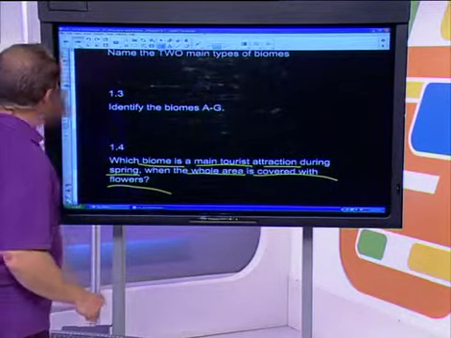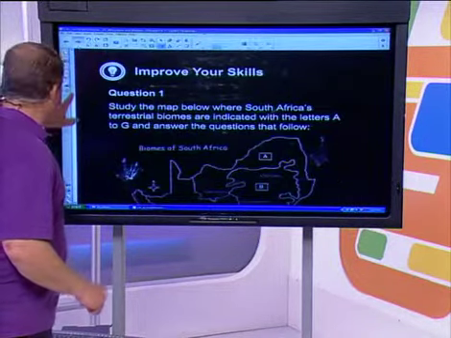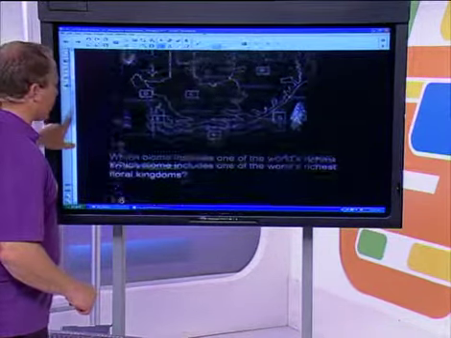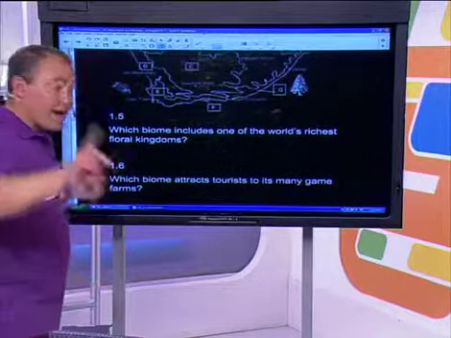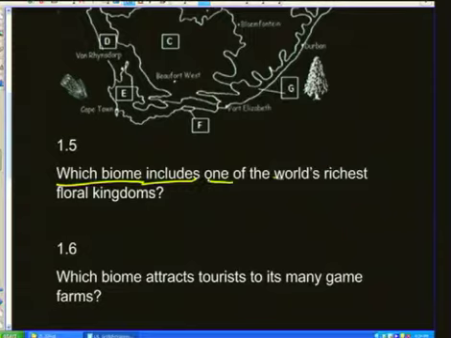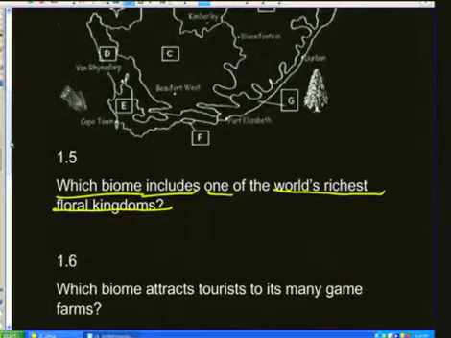Next one. If I can get there. There. We're back. We're still on this picture. Oh, wait, are we? Go back. There we go. Which biome includes one of the world's richest floral kingdoms? Which biome consists of one of the richest floral kingdoms?